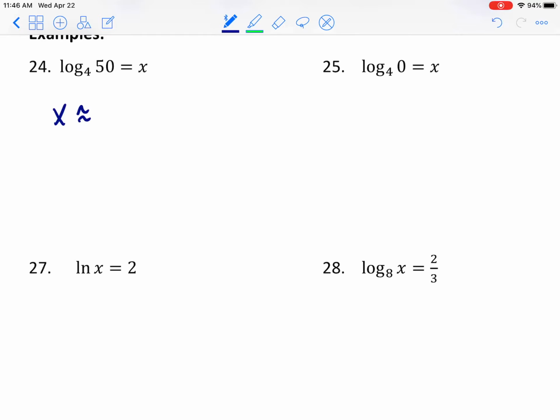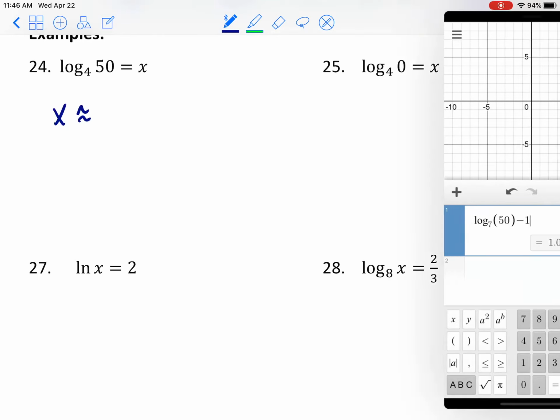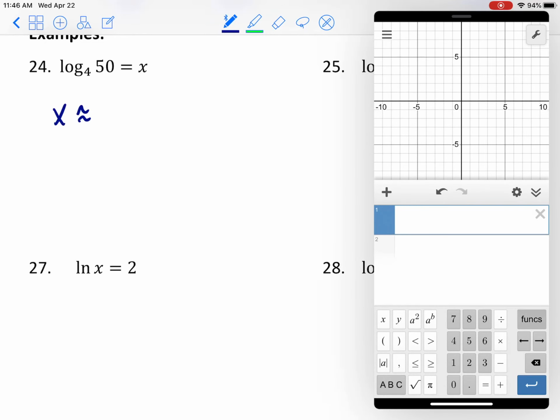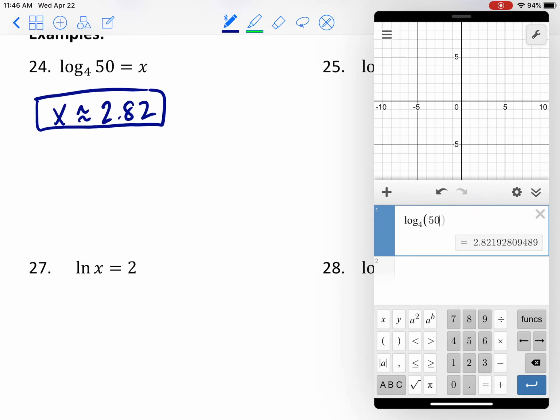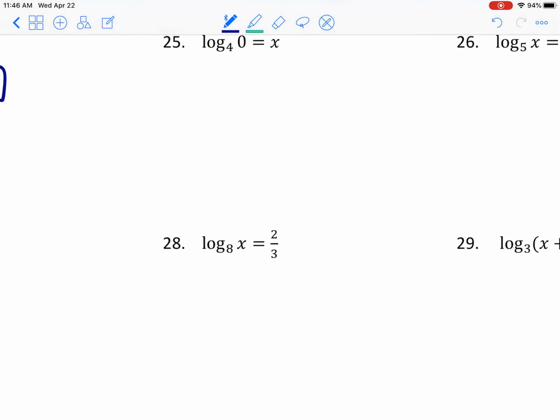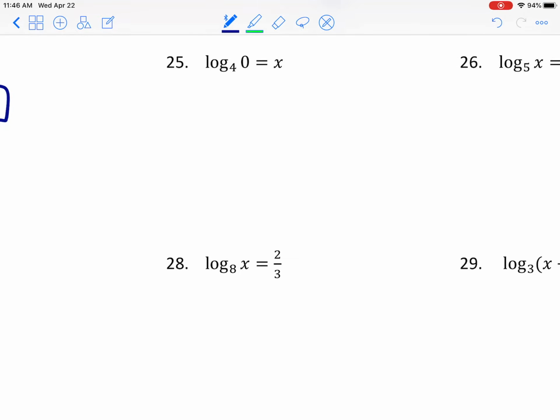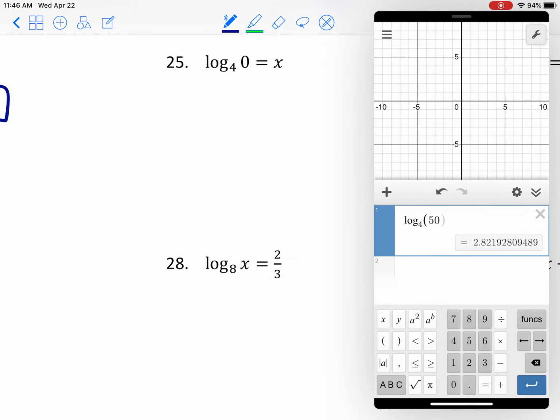Okay, so for example here again, x is already by itself. I don't have to solve for x, I just have to evaluate. So we're going to go straight to the calculator. So x is going to be approximately, let's see, 4 cubed is 64, so it's going to be less than 3, right? Let's see, log base 4 of 50 is about 2.82. 2.82, easy. Right, if only everything could be that simple.